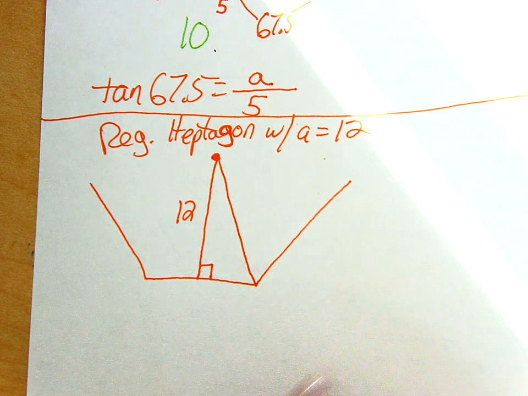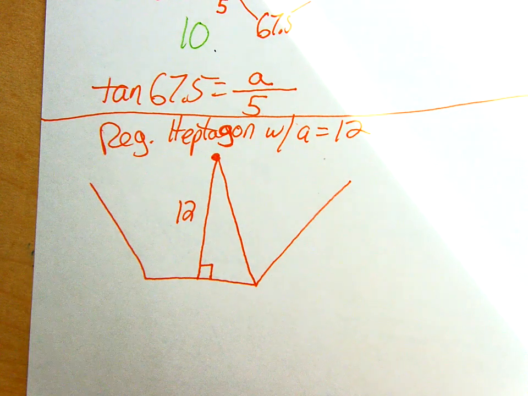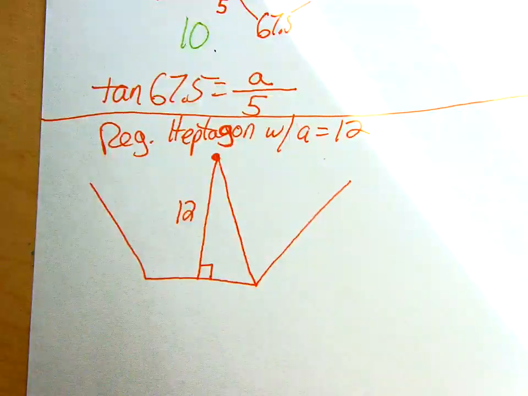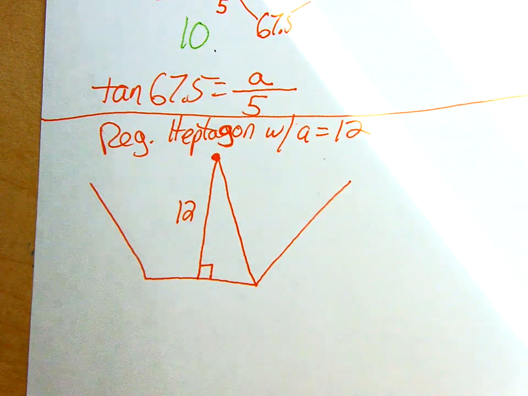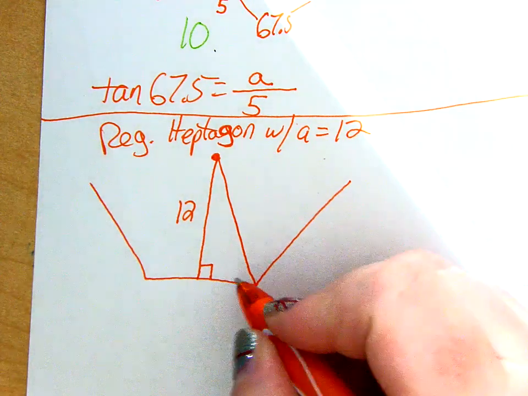Let's, for the purposes of this problem, say we can round this angle to the nearest tenth. So each angle is 128.6-ish, but I have to divide it by 2. 64.3.